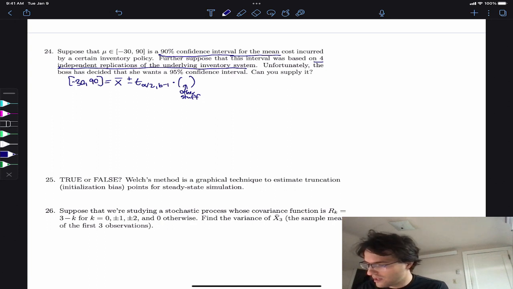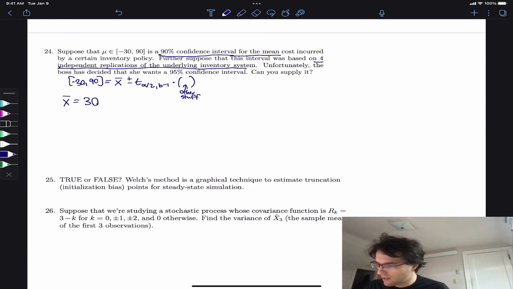And the big point here is that we want to modify the confidence interval. So how do we go about doing this? Well, first of all, we want to find out what x bar is. And x bar is always just going to be halfway between the two ends of the range. So negative 30 plus 90, x bar is going to be equal to 30, because that's halfway between negative 30 and 90. So there's that.